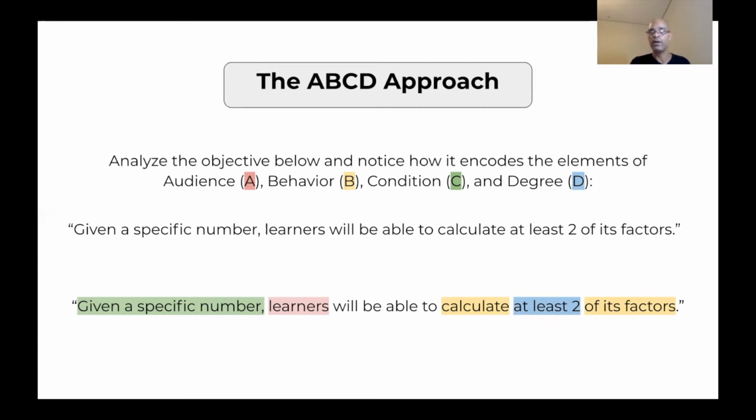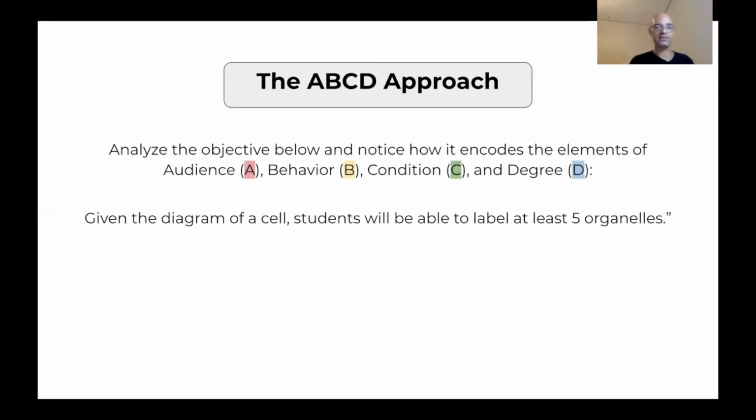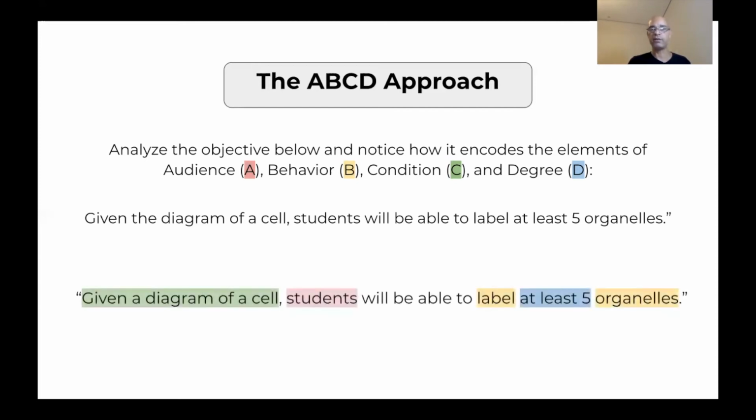Let's see another example of a similar type of objective. And this time the objective is a science objective. And it says, given the diagram of a cell, students will be able to label at least 5 organelles. So they'll be given the picture of a cell and they'll be able to identify 5 of the organelles there. So audience, students. Behavior, label the organelles of a cell. Under which condition? Given the diagram of a cell. They'll see a picture, they'll see a diagram. So I'm not asking them to draw a cell from scratch, from their memory.